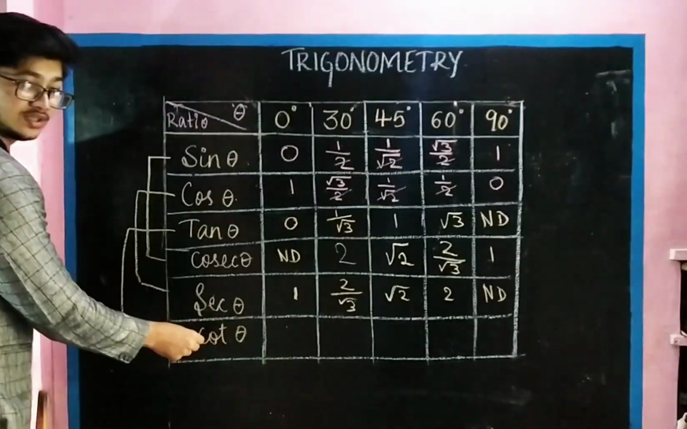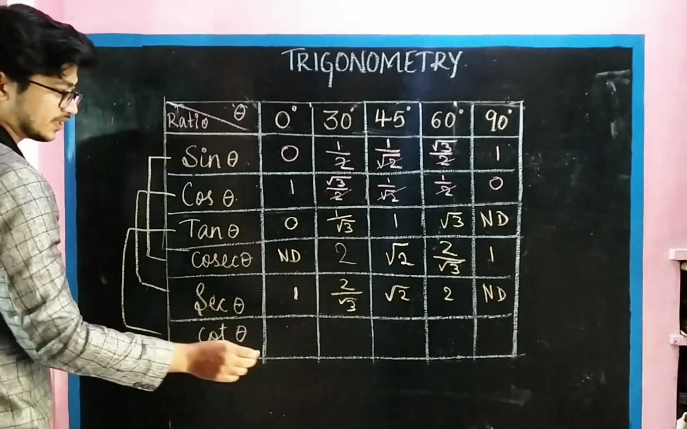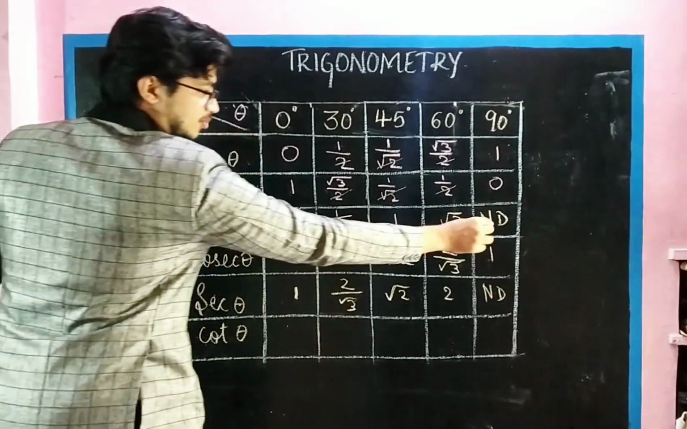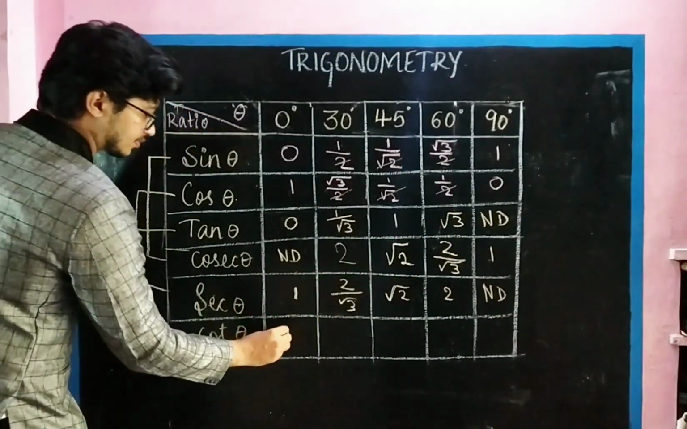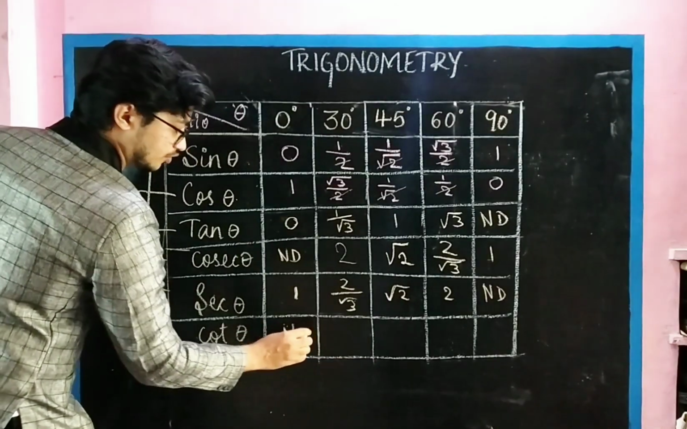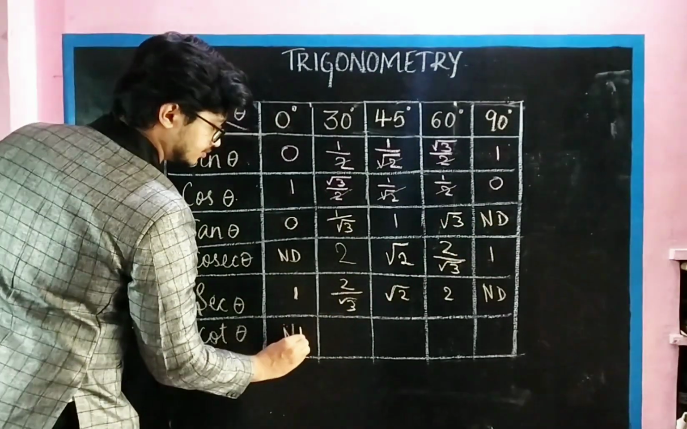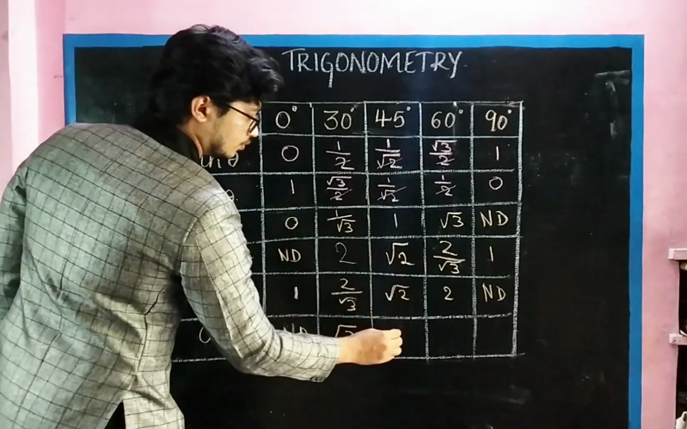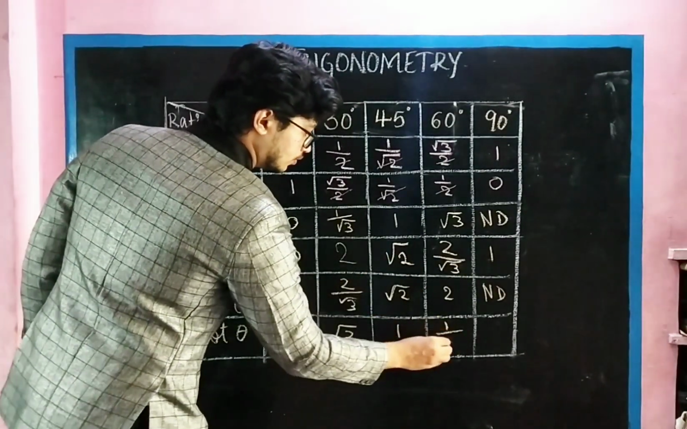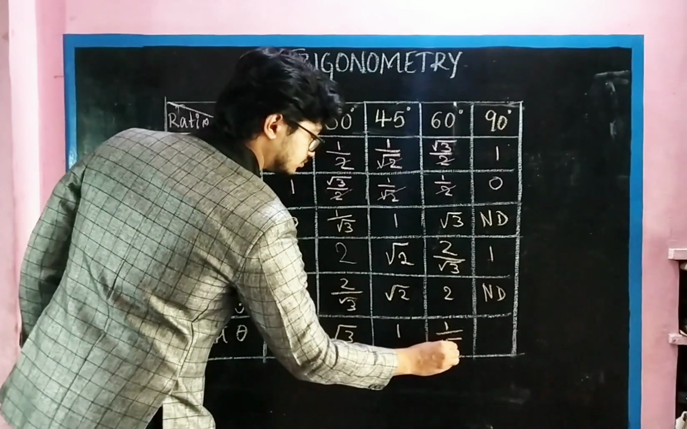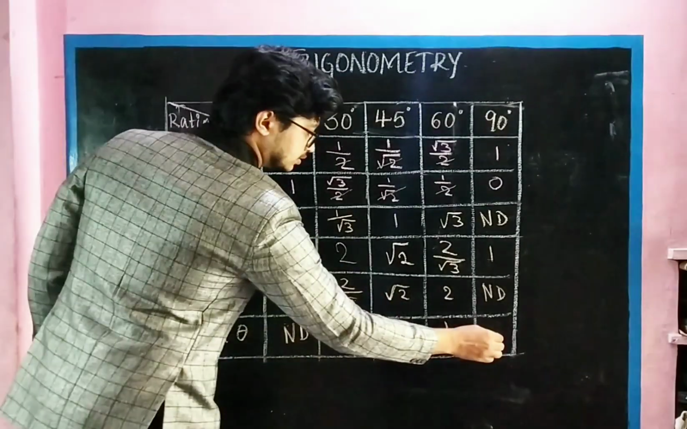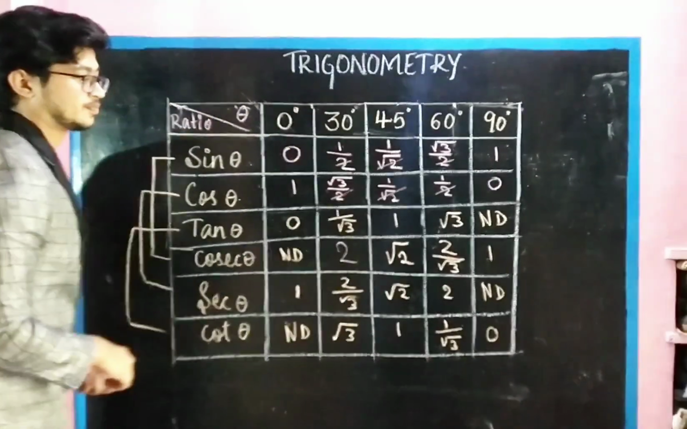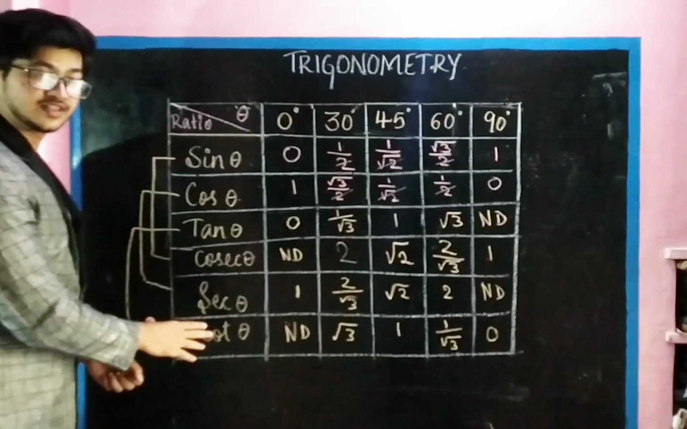Now cot theta. For cot theta you have to do nothing, it is simple. Tan theta from last is cot theta. You have to write from last. Not defined, root 3, 1, 1 by root 3 and 0. Only simple, friends. Note down this.